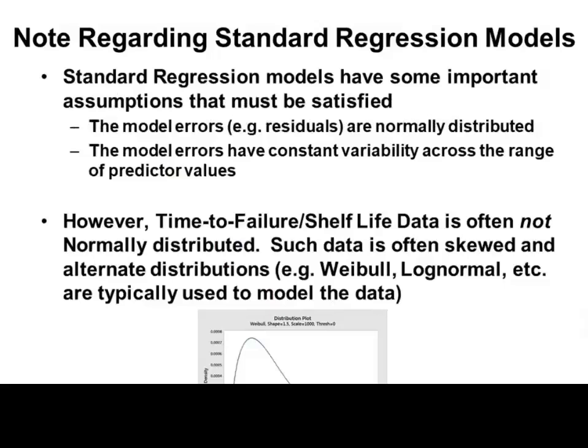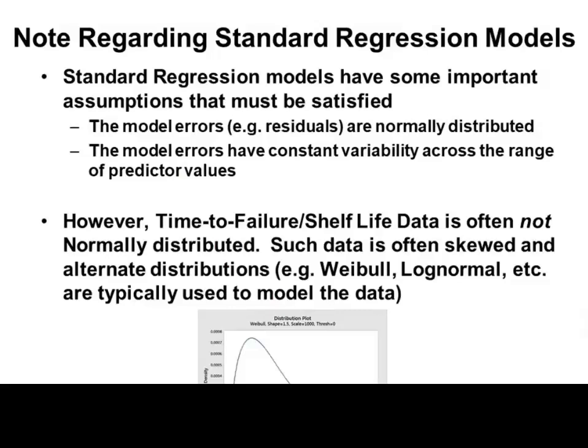it's very often in reliability problems or aging problems or shelf life problems that you may find the variability is not normally distributed in the y direction. It's skewed. And maybe other models like Weibull or lognormal are better. Now, that doesn't mean you can't do these models.